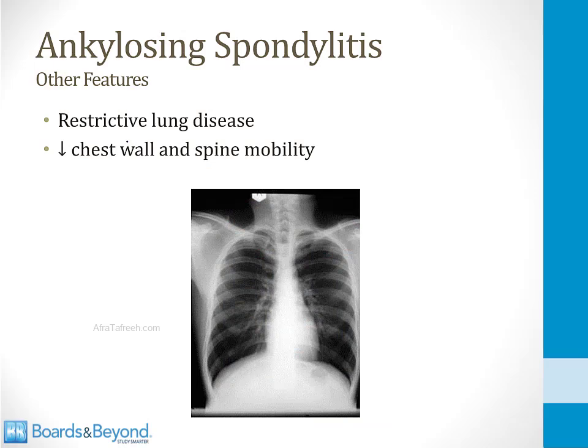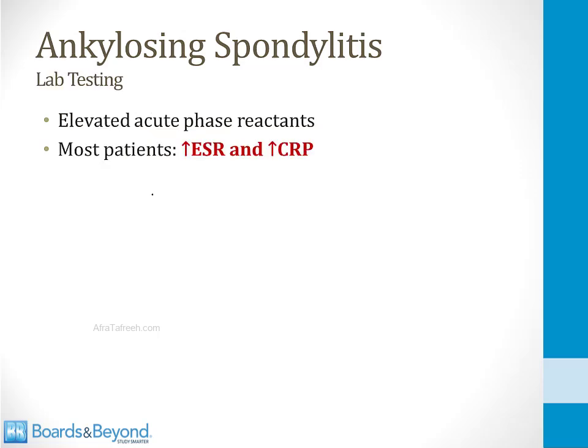And then finally, you can also see sometimes in cases of ankylosing spondylitis restrictive lung disease. And the idea here is that the patient's chest wall and spine are poorly mobile because of fusion of those vertebrae like I showed you before, and that can lead to a restrictive pattern of lung disease. This is an inflammatory condition, so on blood testing you will see elevation of the acute phase reactants. Most patients have an increased ESR and an increased CRP level as well.